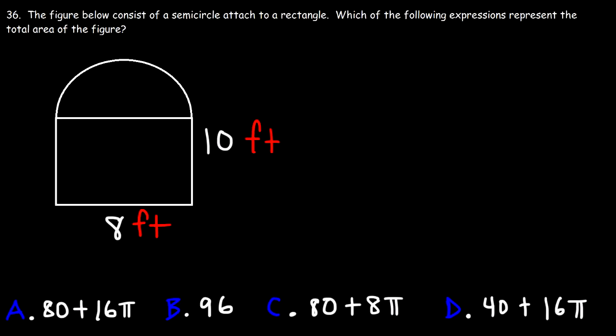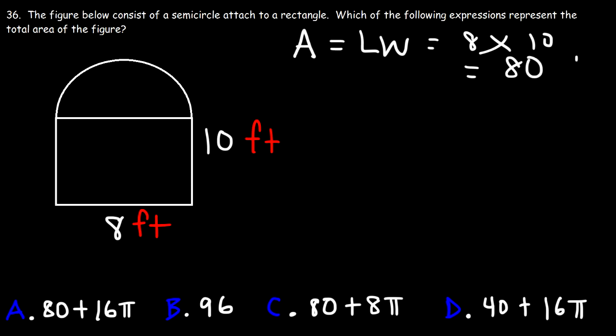Number 36. The figure below consists of a semicircle attached to a rectangle. Which of the following expressions represent the total area of the figure? So we know how to find the area of a rectangle. It's simply length times width. So in this case, it's going to be 8 times 10, and that's going to be 80, or 80 square feet. So that's the area of the rectangle.